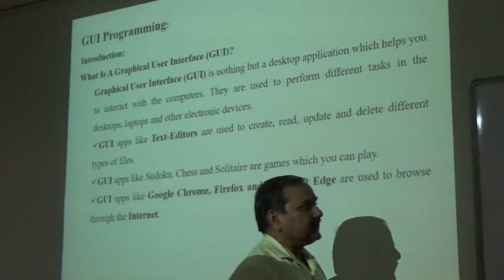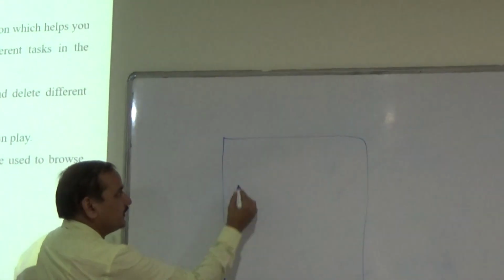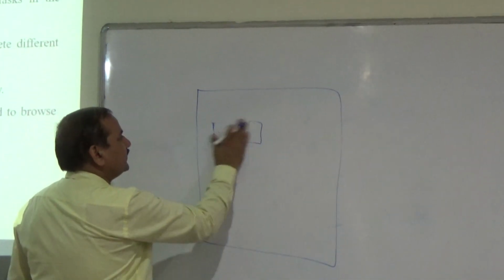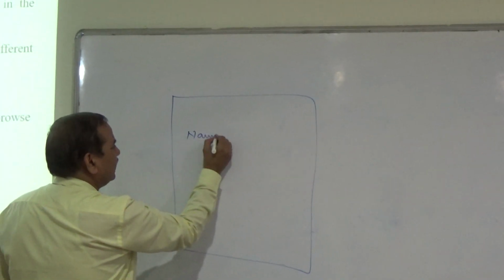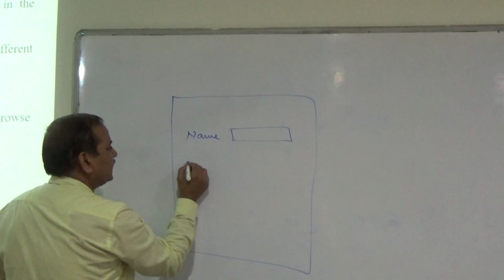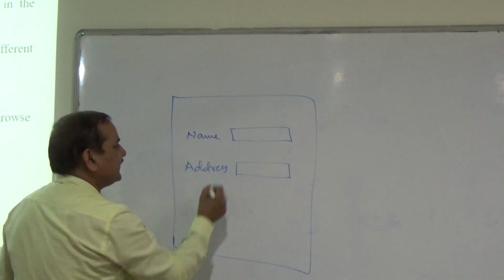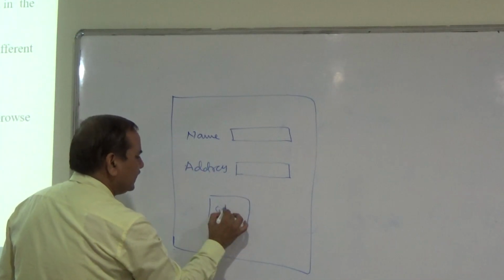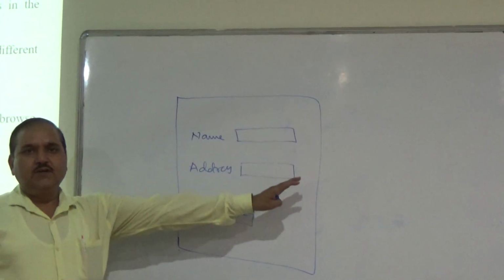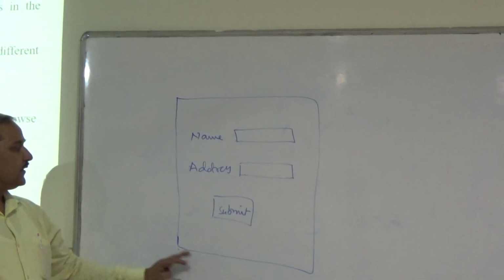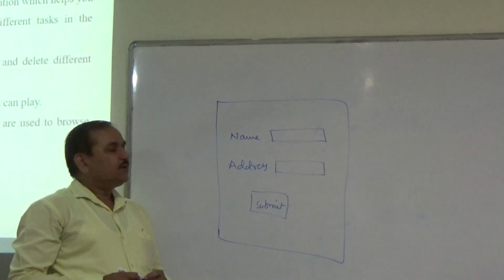Similarly, we can create here. This is the user entry form. So this is your name. This is your address. This is known as your submit button. So this is your graphical user interface. So how are you going to create graphical user interface in Python? Today we are going to learn that.